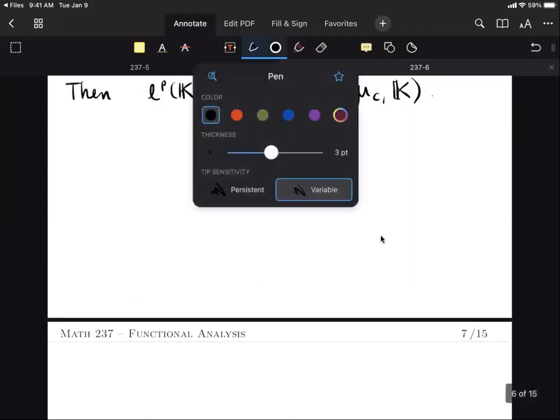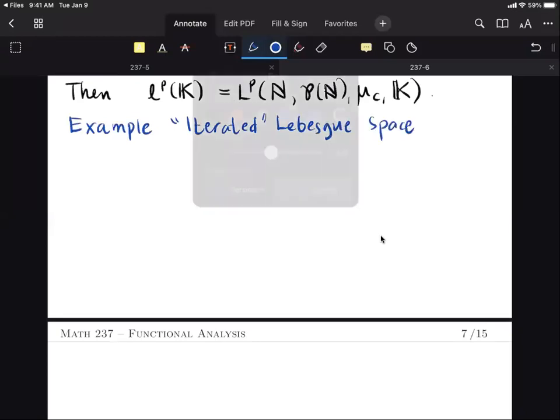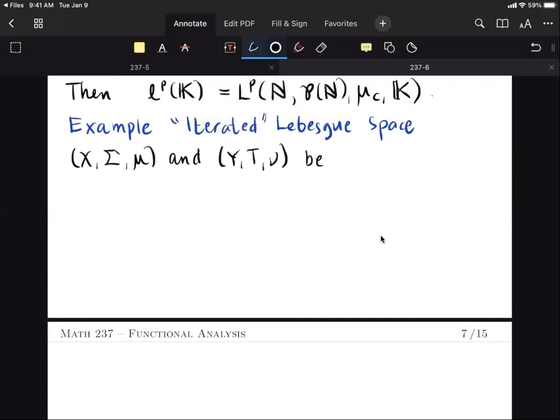And for the final example here, let's talk about, let's say, iterated Lebesgue spaces. This will be clear in a moment. So consider two measure spaces, (X, Σ, μ) and (Y, τ, ν). And let us suppose that they are sigma finite.